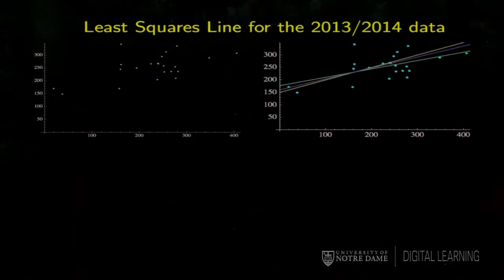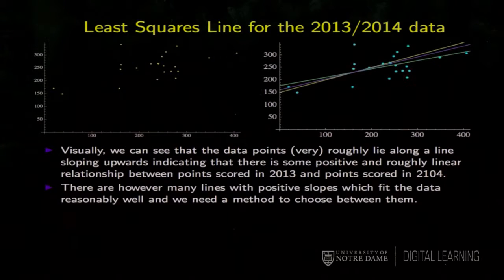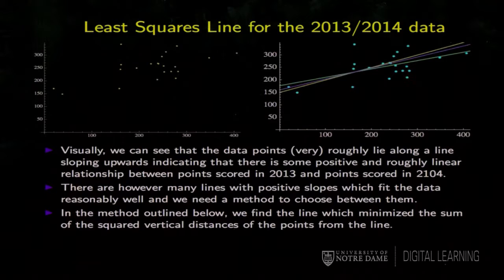Now let's look at our data for the 2013-2014 season and for the fantasy points for the players. We see that the data lies roughly on a line sloping upwards, but there are several lines that seem to be a reasonable fit to the data. So we can see that the line has a rough upward slope, and the relationship is going to be positive between the points scored in 2013 and those in 2014, and we have to pick from the lines with positive slopes which roughly fit the data.